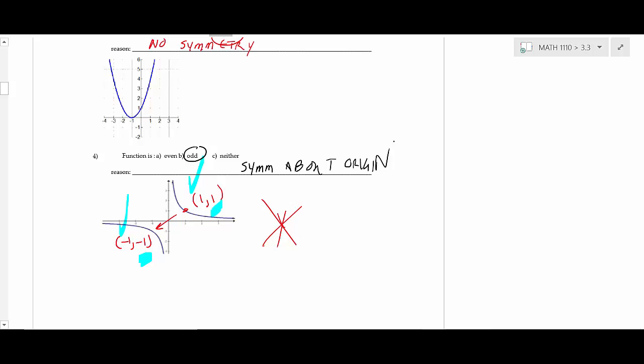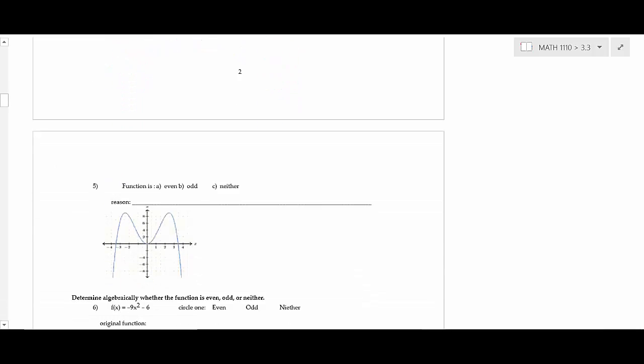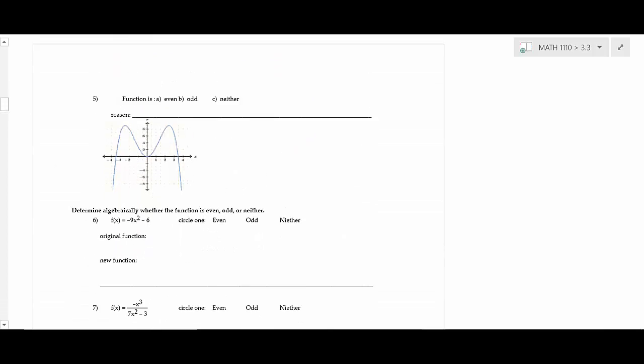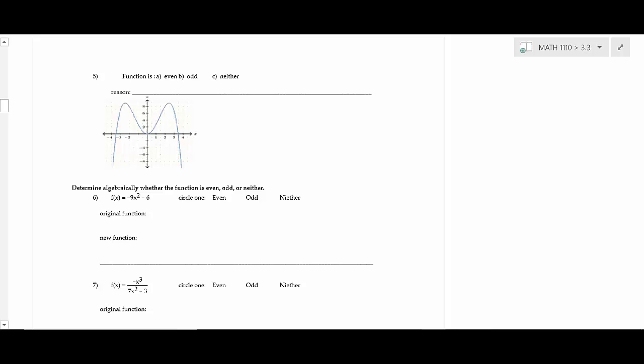Everybody with me? So you want to be able to understand the symmetry, and then that will help you to understand whether it's even or odd. Let's do one more like that, and then I definitely want to go through how you do the test. How about this one? Even, odd, or neither, just by looking. Even. How come? Yeah, this is symmetric about the y-axis. So that's the idea. That's what you look for: you look at symmetry to tell if something's odd or even.